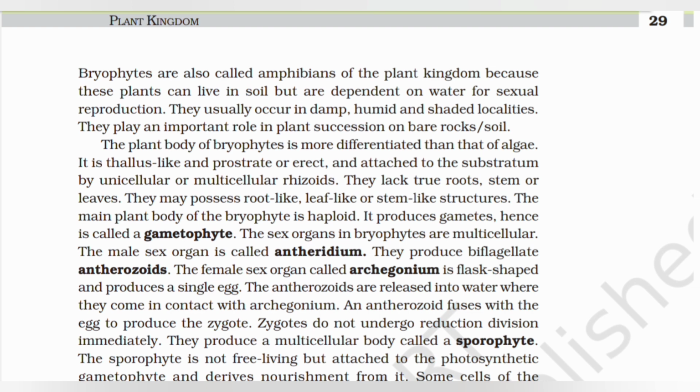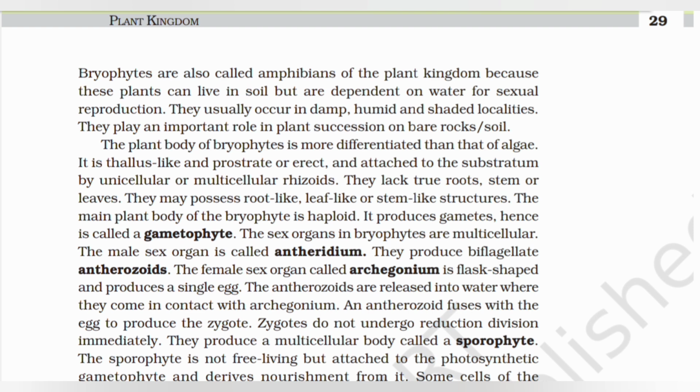The main plant body of the bryophytes is haploid. It produces gametes, hence it is called a gametophyte. The sex organs in bryophytes are multicellular. The male sex organ is called antheridium. They produce biflagellate antherozoids. The female sex organ called archegonium is flask-shaped and produces a single egg.